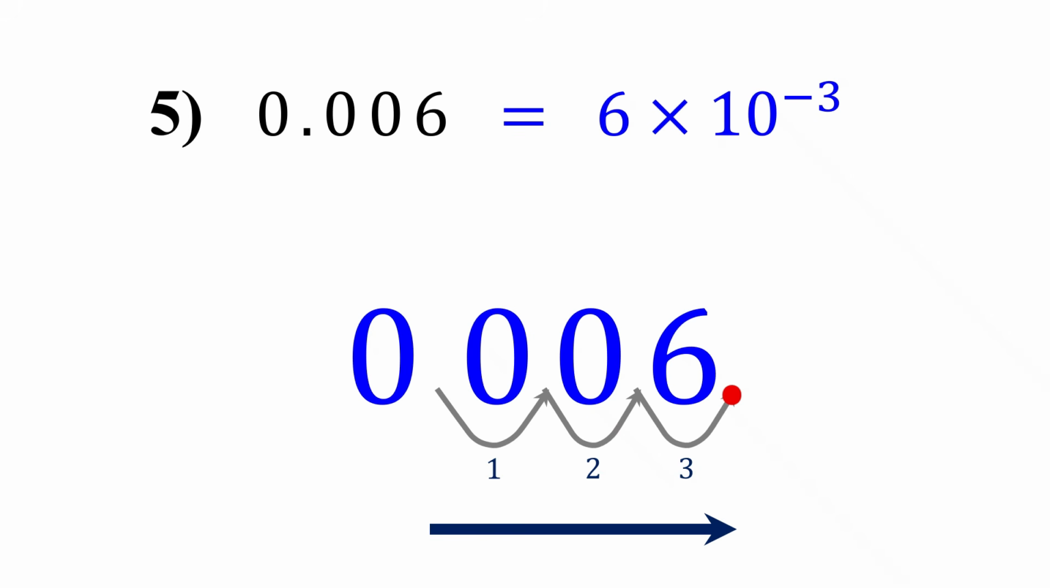Notice the difference from our earlier examples. The number of places we move the decimal point tells us the exponent, but the sign of the exponent depends on the direction we move it. For large numbers, we move the decimal point to the left, and the exponent is positive. For small numbers, we move it to the right, and the exponent is negative. And remember, a negative exponent does not mean the number itself is negative. It just means the number is between 0 and 1.